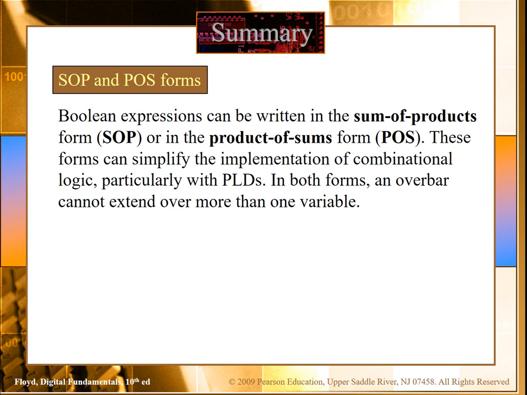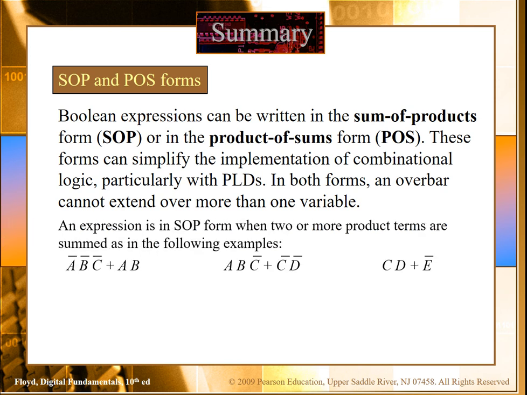SOP is the sum of product form, and POS is called the product of sum form. Any Boolean expression we can write in the form of SOP or product of sum. For example, these are the expressions: A complement B complement C is the product of three literals, and this is the product of two literals, and you are adding them. So this is the sum of product terms. So this is called the sum of product form.